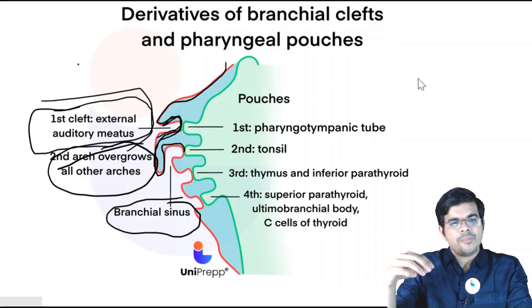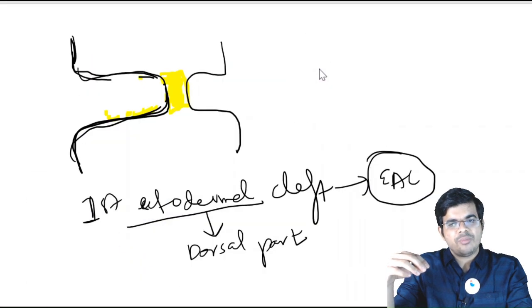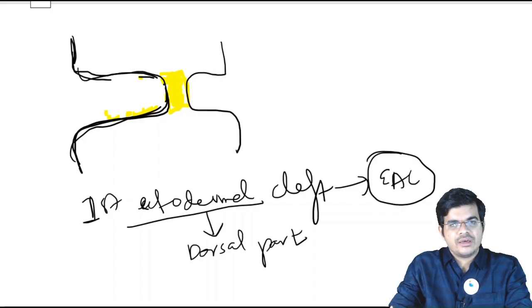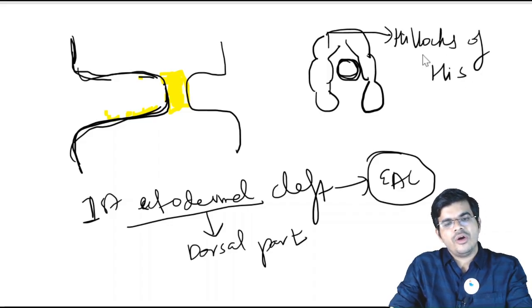From these first and second pharyngeal arches that you see here, what develops? From the first and second pharyngeal arches develop mesodermal thickenings known as hillocks of His. If this is the ectodermal cleft here, around the ectodermal cleft mesodermal thickenings develop like this, and they are known as hillocks of His.